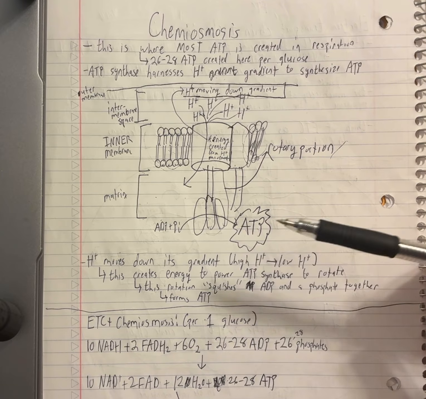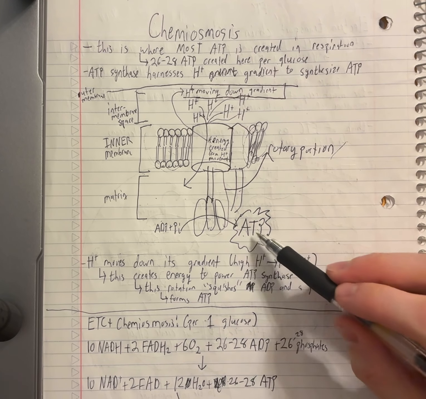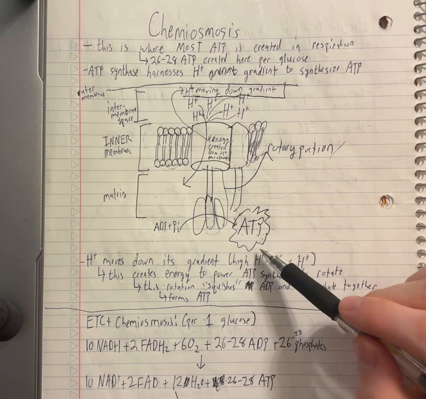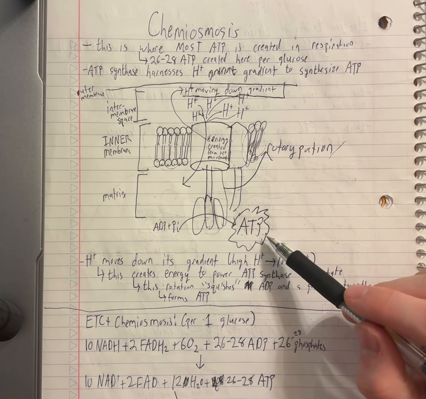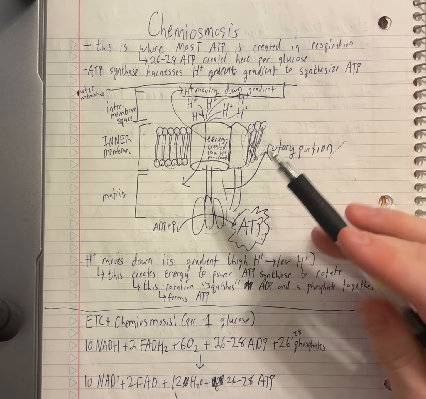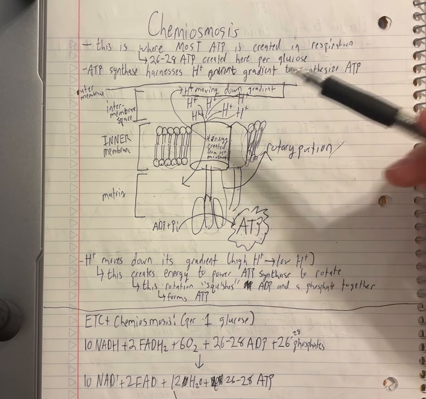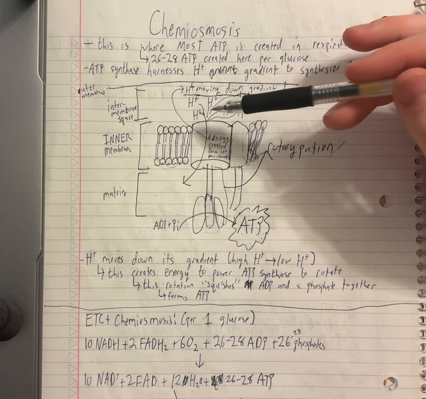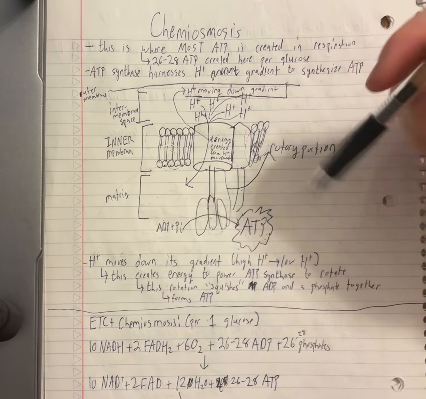But as you remember, ATP has a lot of energy in that third bond between the second and third phosphate. So to make that ATP, we have to use energy. Because if we weren't using energy, that would just break the laws of thermodynamics, and that's a whole mess that we don't want to get into. So how do we get energy to make this happen? How do we get this thing to turn?